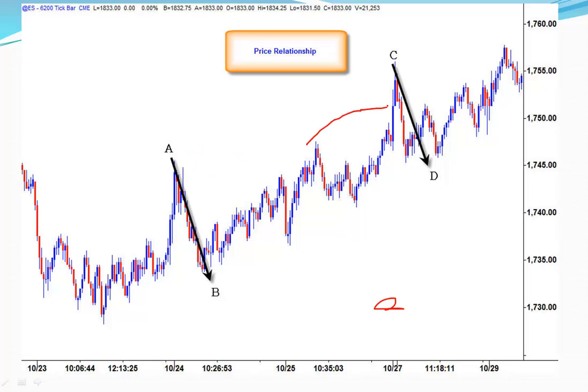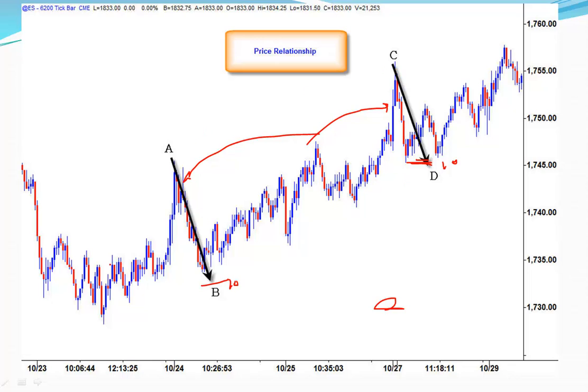Many times you'll see the A to B and the C to D have an equal type of swing. So when the market goes 10 points here and retraces 10 points, a lot of times you'll find a support type of area. And that's exactly what that is.